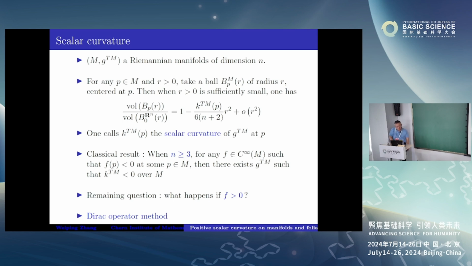The classical result, I think due to Kazdan and Warner, says that when the dimension is larger than or equal to 3, then for any function f which is negative at some point, there is always a metric such that the scalar curvature equals this function. So if you have a function with negative values, then in dimension larger than or equal to 3, there always exists such a metric. The interesting question remaining is: what happens if f is positive?